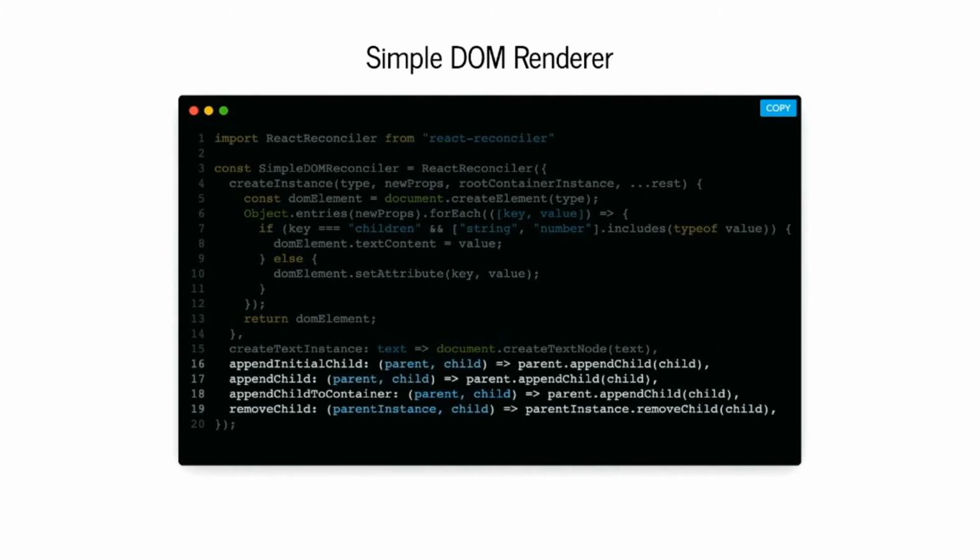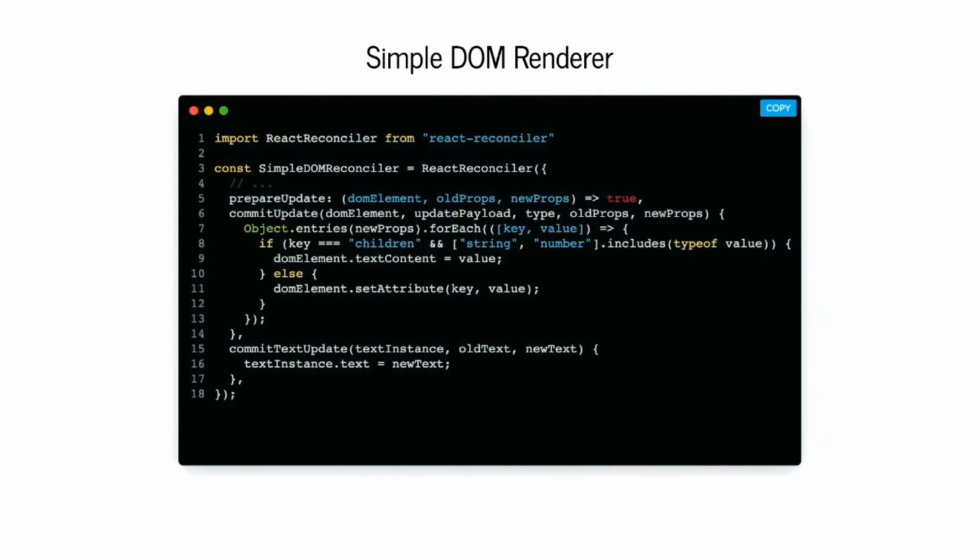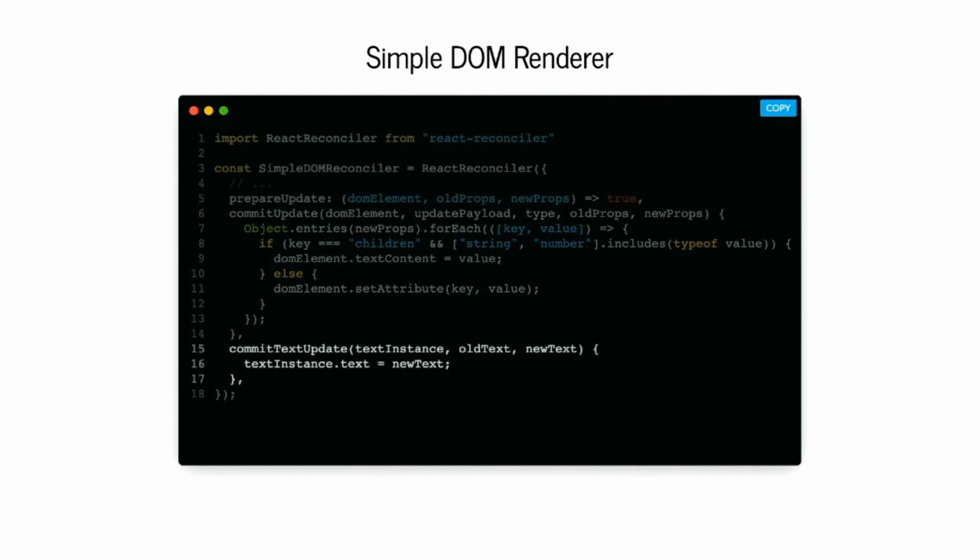And then we describe how to append and remove children like this. And this is just the classic DOM manipulation methods, appendChild and removeChild that you know from the DOM. We also need to implement how to update props or deal with state changes. And in this case, we just take those props and we apply the attributes to it. And in this case, if it's a text, we just replace the text with a new text.